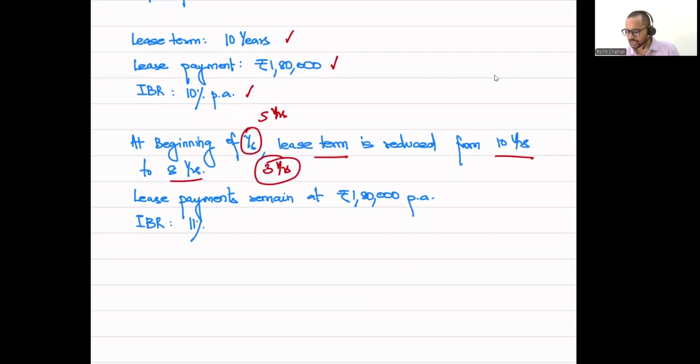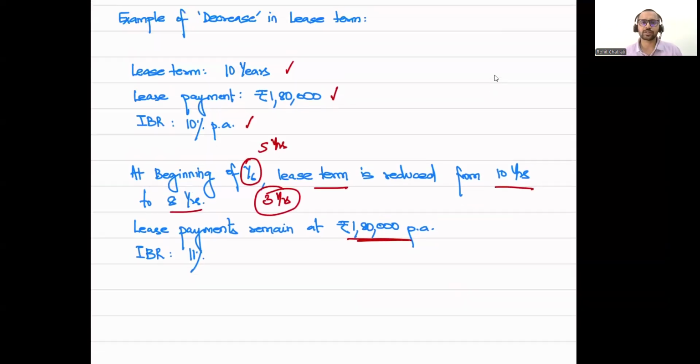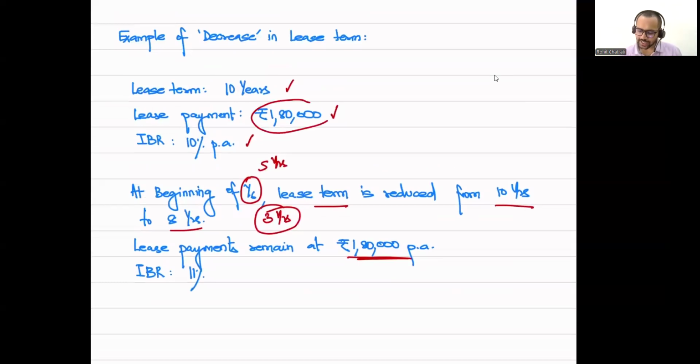The lease payments continue to remain at 1,80,000 per annum. The payment was 1,80,000 per annum earlier also. Now also we're going to have 1,80,000 per annum. The only difference is we are now not going to pay this 1,80,000 for year 9 and year 10. As a result of modification, we are reducing the lease term by 2 years, and I have the incremental borrowing rate of 11 percentage on the date of modification. At the beginning of year 6, the incremental borrowing rate is 11 percentage.